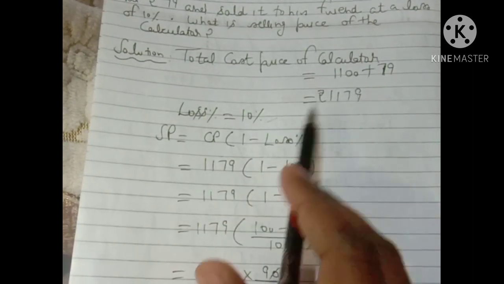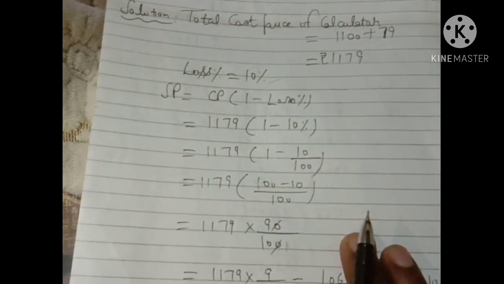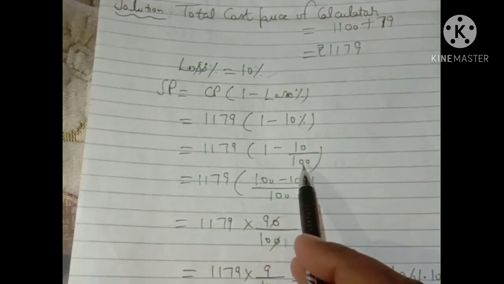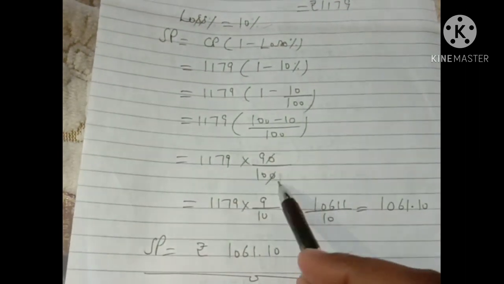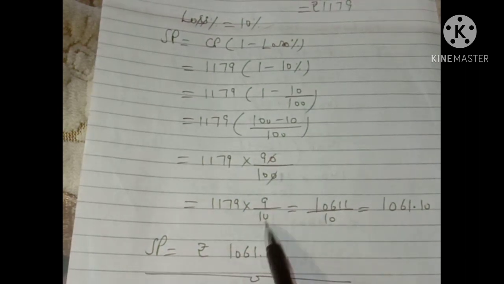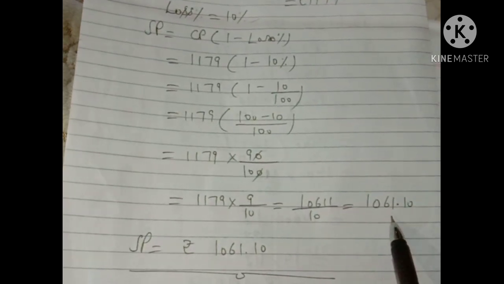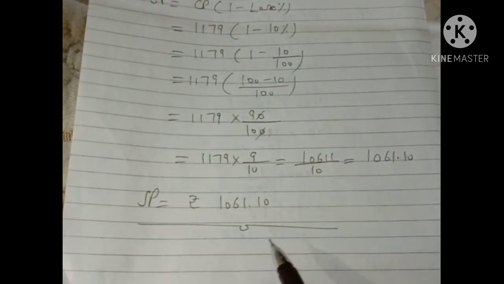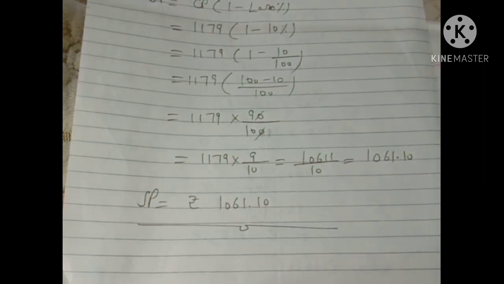So the value of this CP is 1179 into 1 minus loss percentage, which means 10%. In the next step you can see 1179 into 1 minus 10 over 100, and after taking the LCM it becomes 100 minus 10 over 100, which is 90 over 100. So it becomes 1179 into 9 by 10, and after multiplying the values it becomes 1061.10 rupees. So in this case the selling price is 1061.10 rupees. So this is the solution.